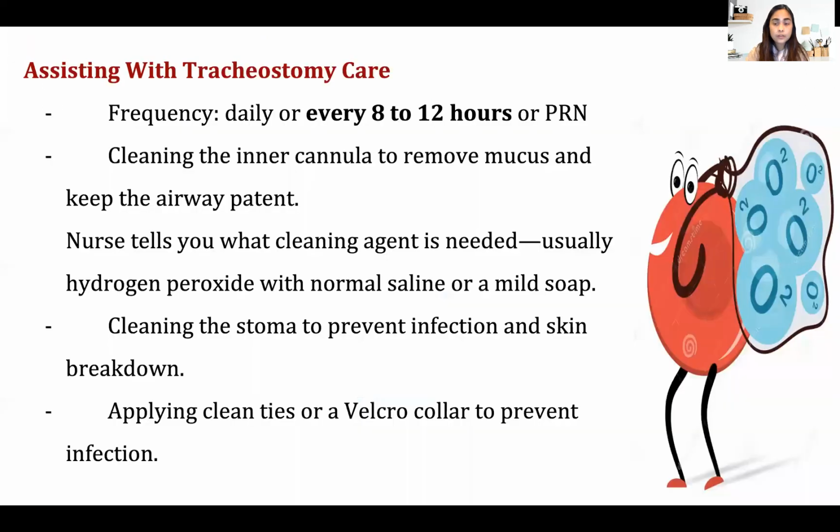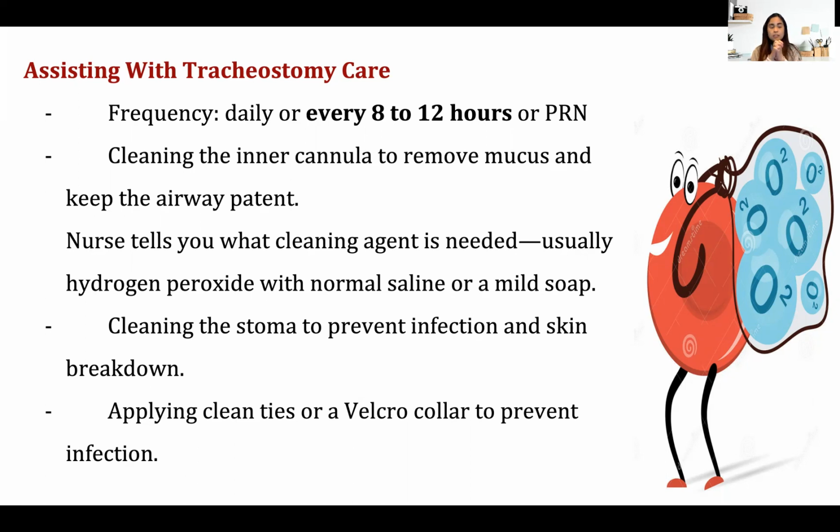Okay, so let's go with tracheostomy care. Tracheostomy care is very important to prevent the accumulation of mucus in the tracheostomy tube, to prevent blockage of the airway. What is the frequency of doing this tracheostomy care? It should be daily, or every 8 to 12 hours, or PRN as needed. If it is clogged, you need to do it even if you did it in the morning. Clean the inner cannula to remove the mucus and keep the airway patent.